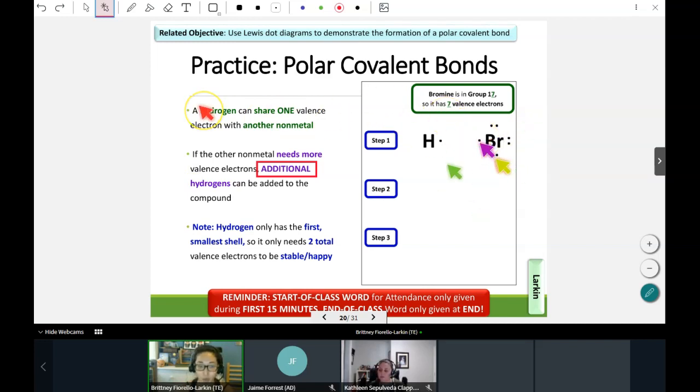It's going to match up with which other one? Think about it's bonding with hydrogen. So where's the other valence electron it's matching up with on a hydrogen? There we go. Perfect. Yes, awesome.